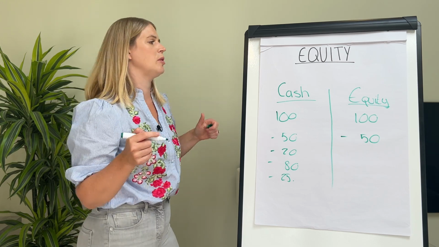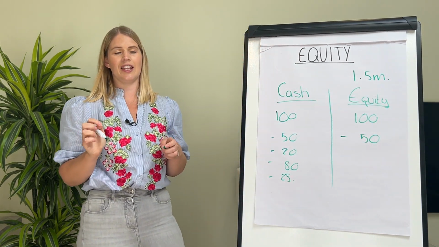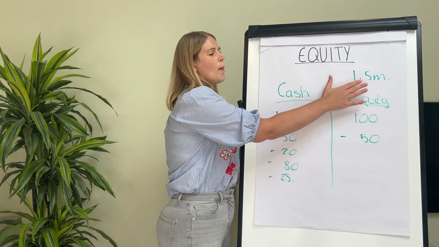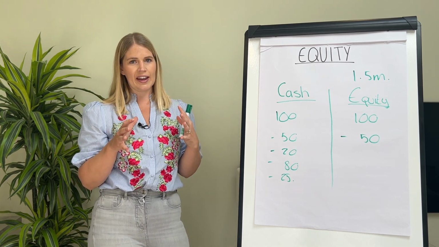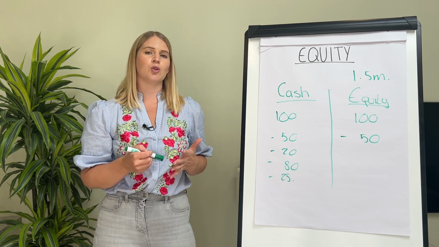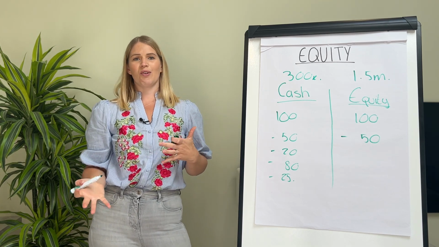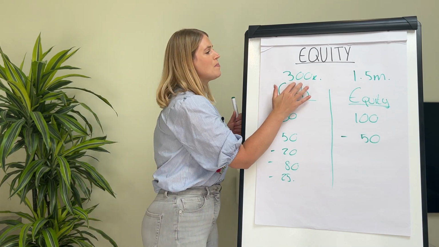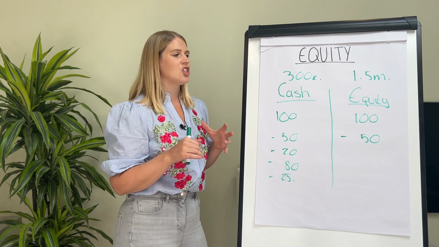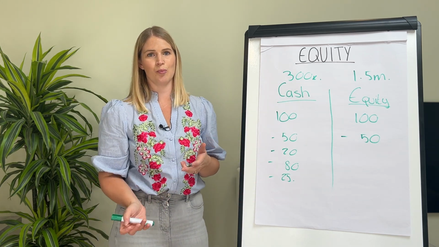Now, I've just started working with a business and they have got 1.5 million of equity in their business. So over the past 7 years that they've been trading, they've built up 1.5 million pounds worth of profit in their business that they haven't yet taken as dividends. And the reason that they haven't been able to take that as dividends is because their cash is only 300k. So they've got this massive gap of 1.2 million pounds where they essentially could take dividends out of the business if they had the cash flow to support it.